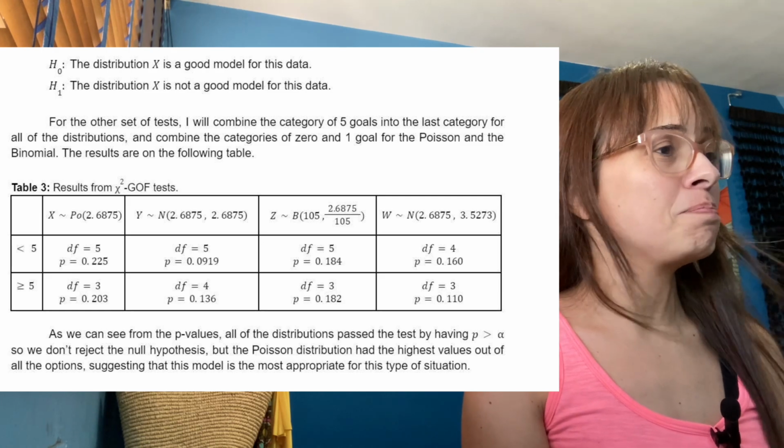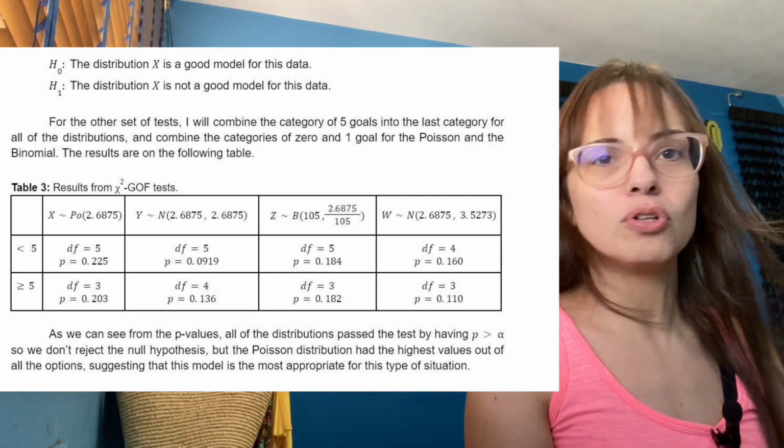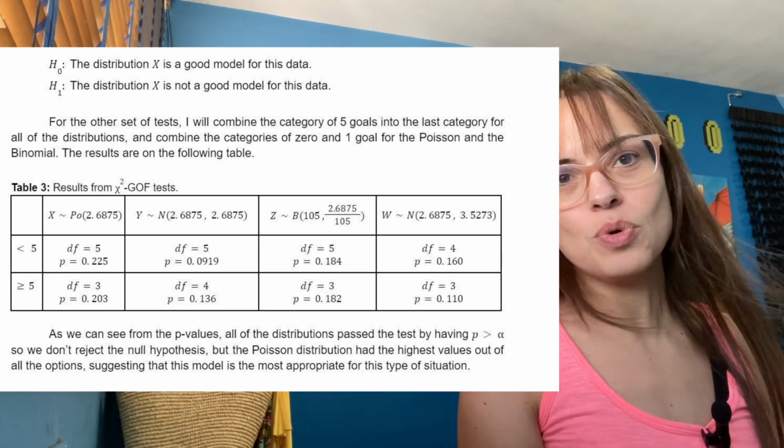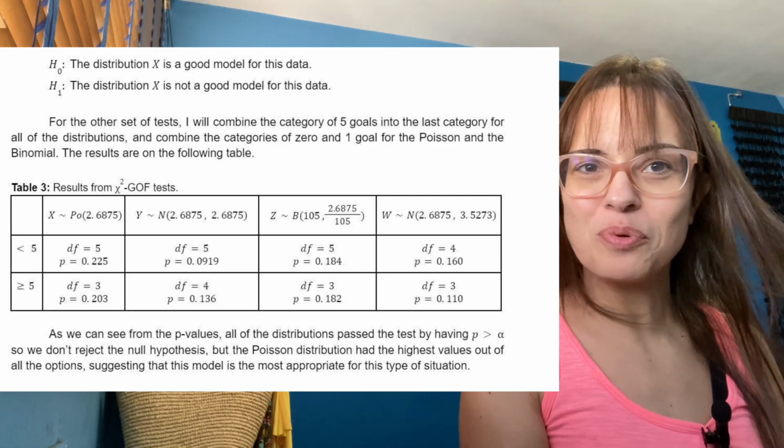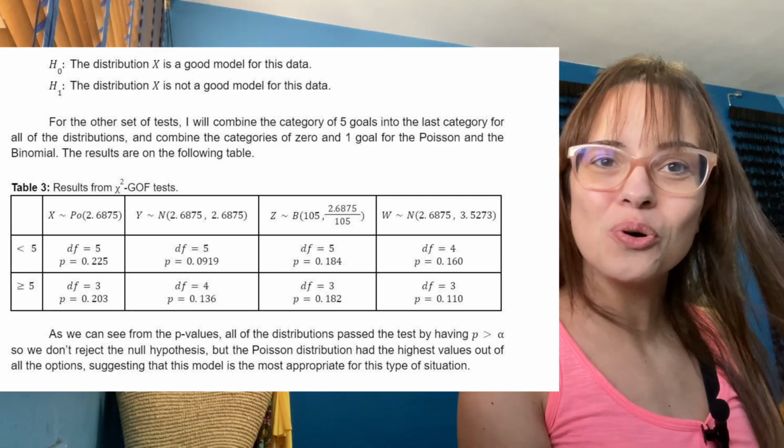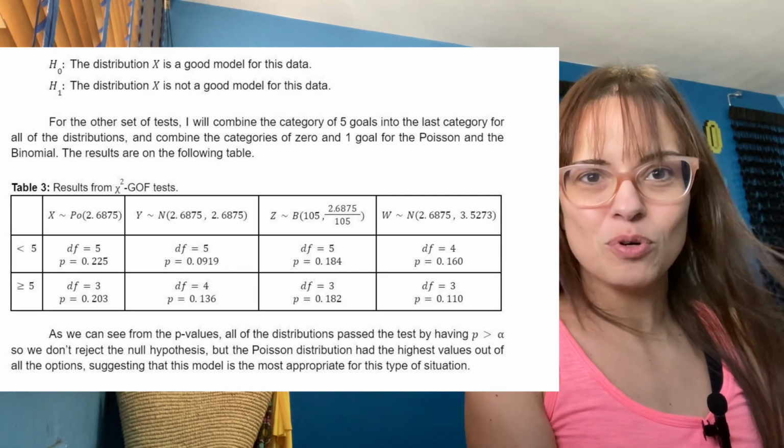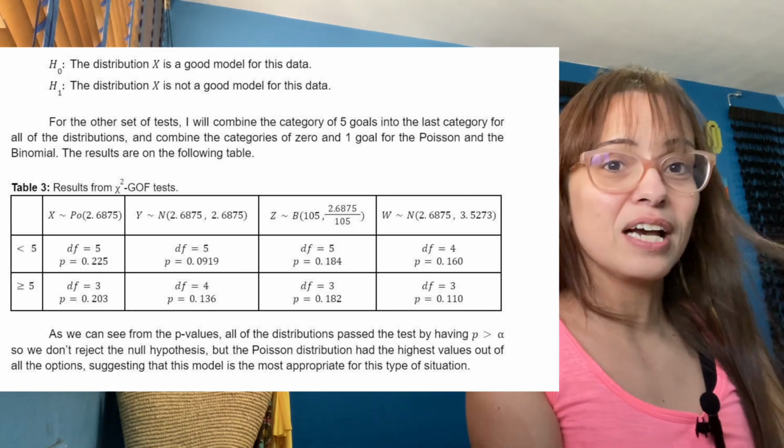Interesting results, big p-values for all of them, but the Poisson were the biggest ones, which makes me happy, right? Because that's what I was trying to show, that Poisson is the most appropriate distribution for this kind of situation.